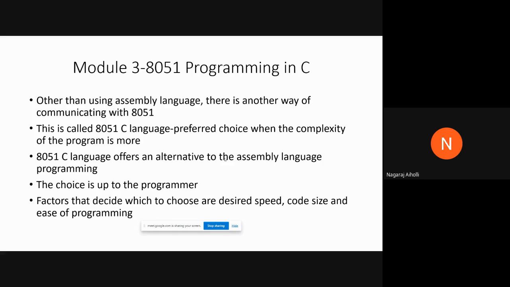8051 C language offers an alternative to assembly language programming. So the choice depends on factors such as desired speed, code size, and the ease of programming. It is left to the programmer. Here, the programmer has to think, and accordingly decide whether to write the program in assembly language or in 8051 C language.